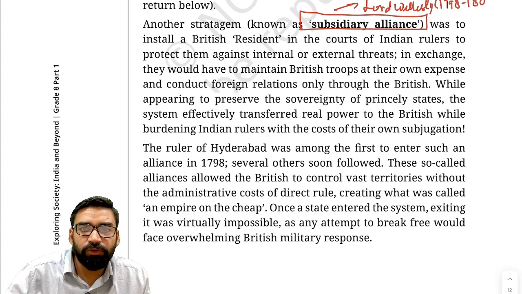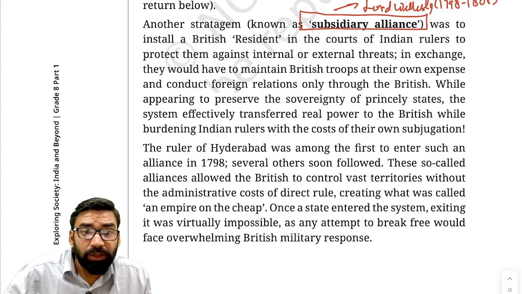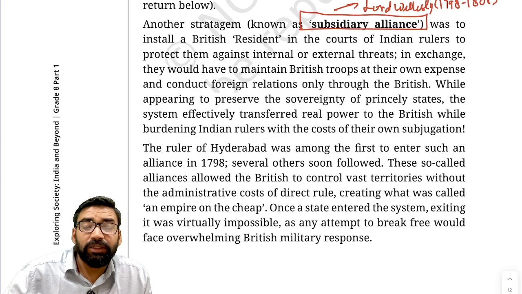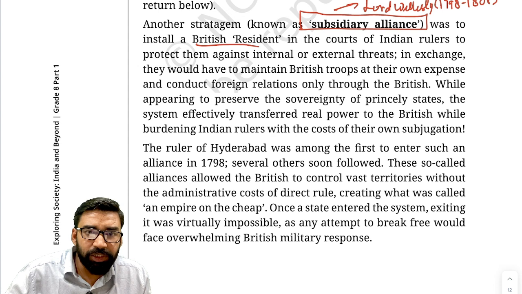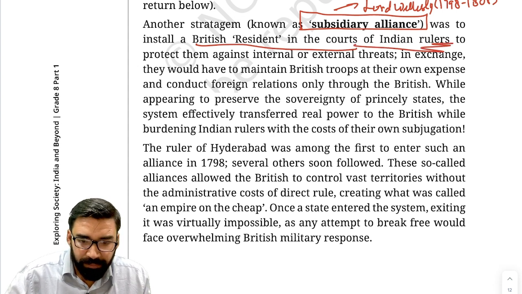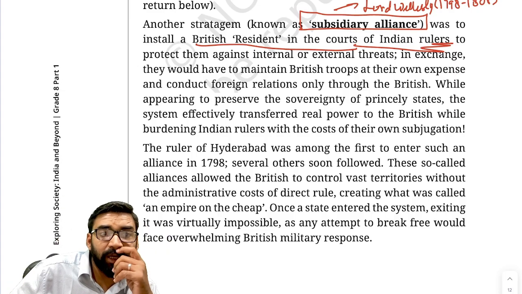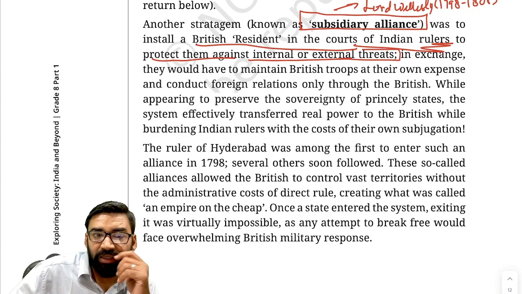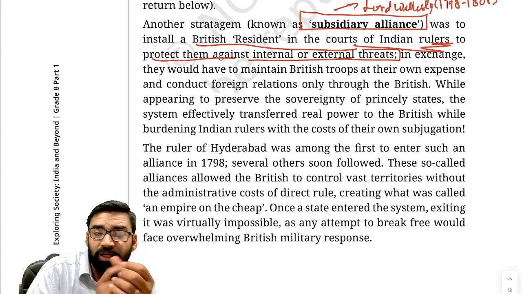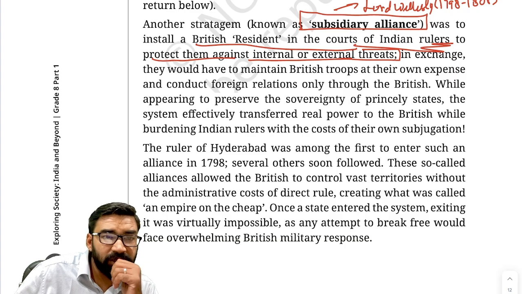1798 to 1805, Lord Wellesley used this policy. Under this subsidiary alliance, a British resident will sit in the court of Indian rulers. In this alliance, the British claimed to protect Indian rulers against internal and external threats.